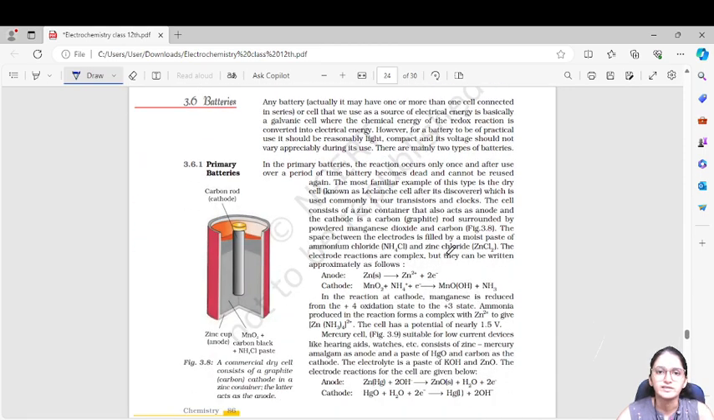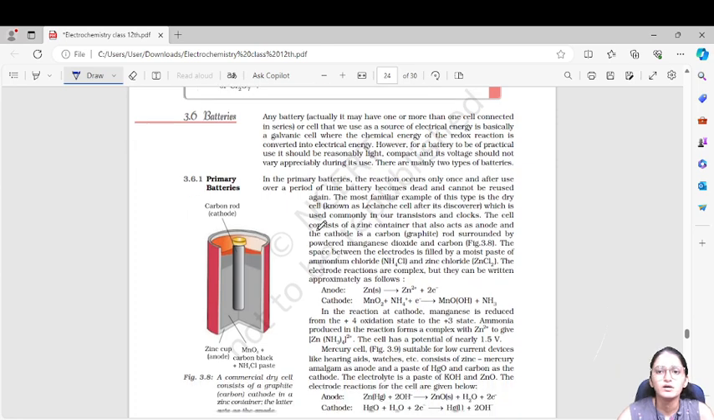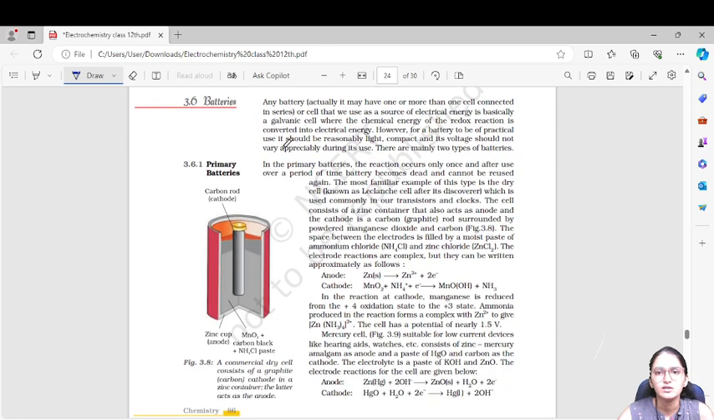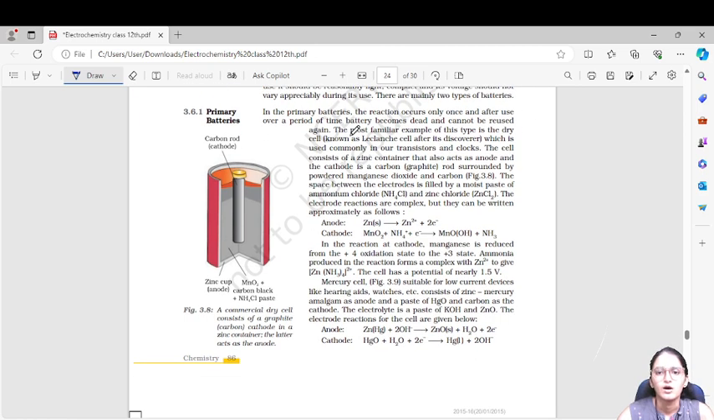Then about batteries. Now what are batteries? So it is a source of electrical energy, basically a galvanic cell where chemical energy of redox reaction is converted into electrical energy. Okay, so first of all we have primary batteries. Now what you need to know about primary batteries, that they are one time use, meaning once you use them you cannot recharge them and use them.